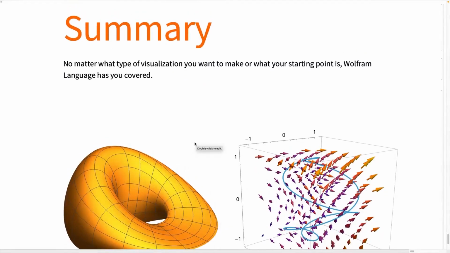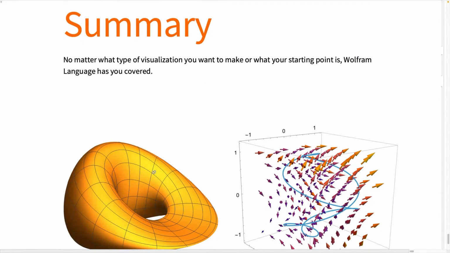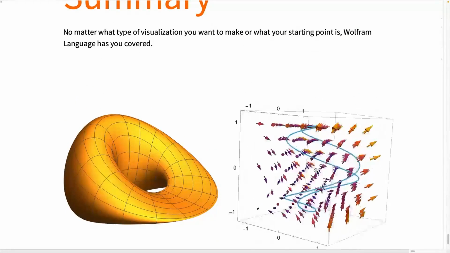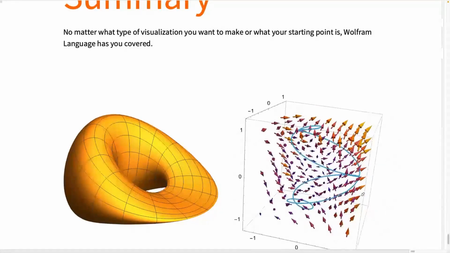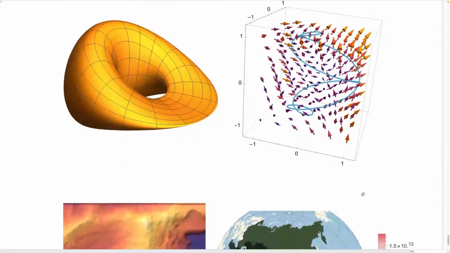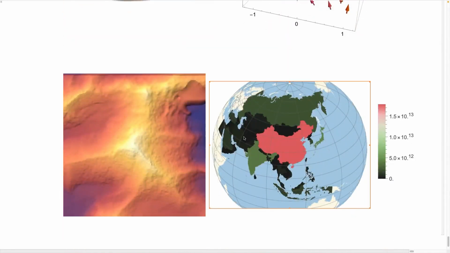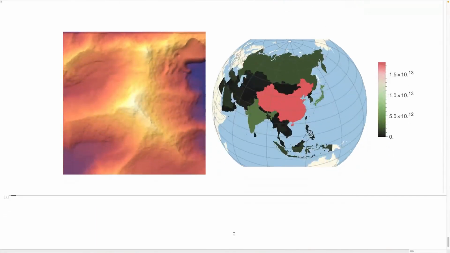So really the point of this whole lecture is just that whatever kind of visualization you want to make, whether you're starting from a function or data, whatever kind of function, Wolfram Language has you covered. You can make anything. There are a lot of good examples in our courses. I think if you're math or physics minded, the multivariable calculus course has some really incredible visualizations that I really would have liked to have when I was learning multivariable calculus. But that is that.